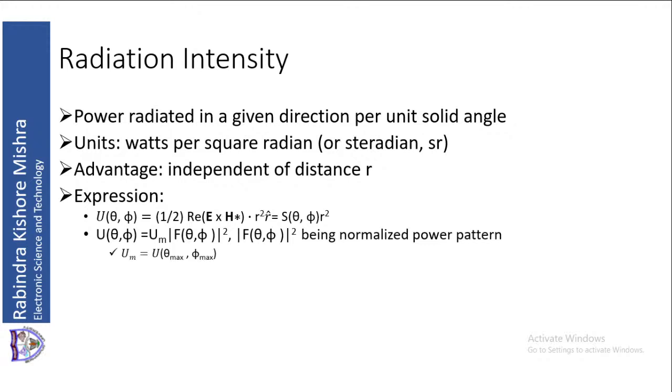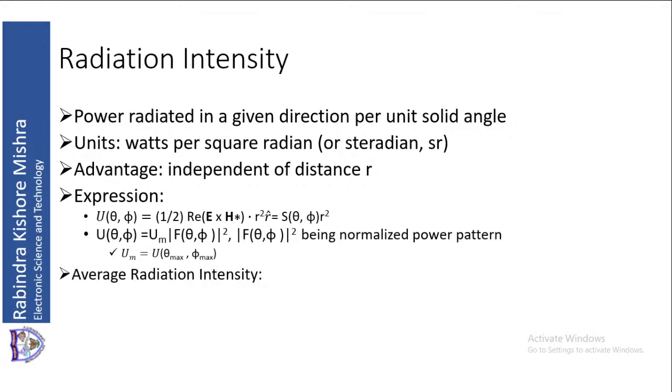Okay. So from that you will get UM is equal to U theta max and phi max, that is U for the radiation pattern for theta max and phi max. It does not mean that theta is maximum, phi is maximum. It means the theta value for which U is maximum, and the phi value for which U is maximum. That is what is indicated by theta max and phi max.